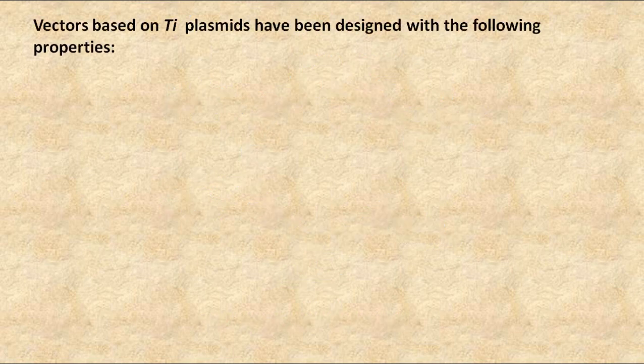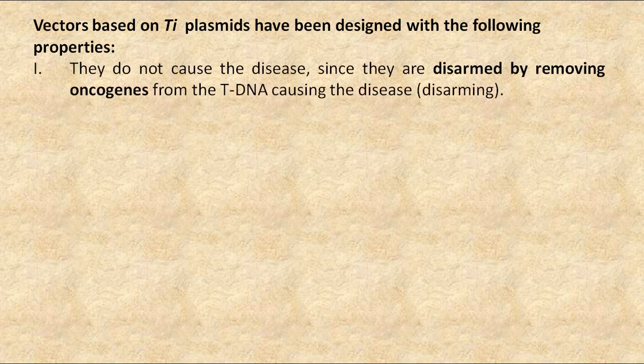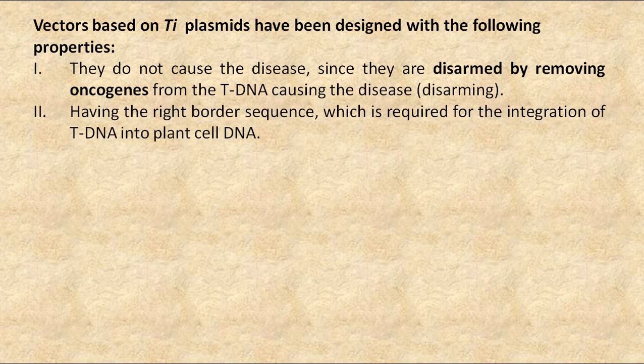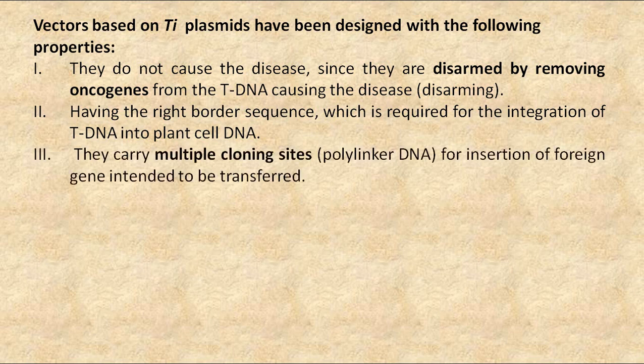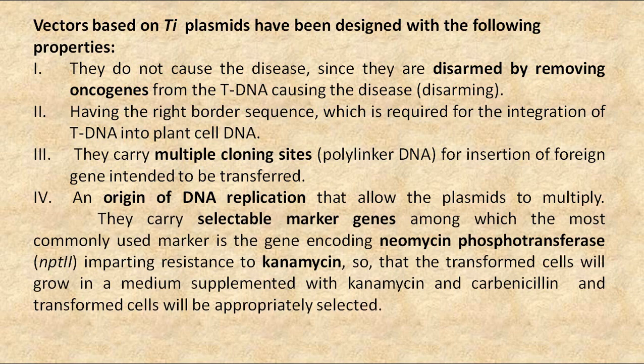Vectors based on Ti-plasmids have been designed with the following properties. They do not cause the disease since they are disarmed by removing the oncogenes from the tDNA causing the disease. They have the right border sequence, which is required for the integration of tDNA into plant cell DNA. They carry multiple cloning sites for insertion of the foreign gene intended to be transferred. They have an origin of DNA replication that allows the plasmid to multiply.